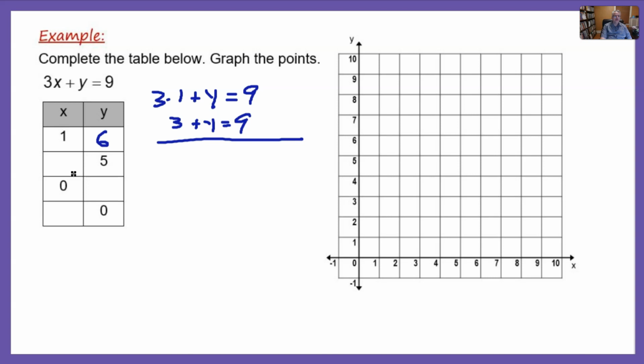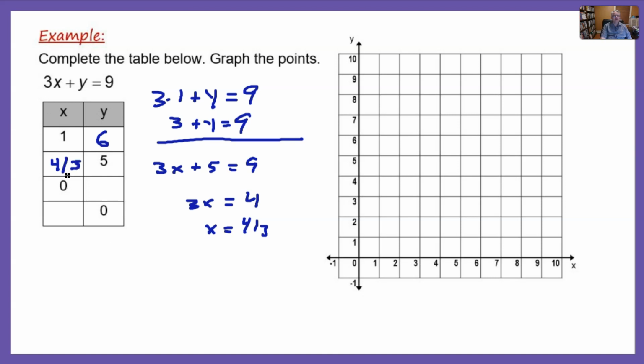Okay. And next one. This time, for this point, we know the y-coordinate is 5. So we have 3x plus 5 equals 9. We got to solve for x. So we're going to subtract 5 from both sides. We get 3x equals 4. And if we divide by 3, we get x equals 4/3, which is about 1.33. I don't like that one too much, but it is what it is.